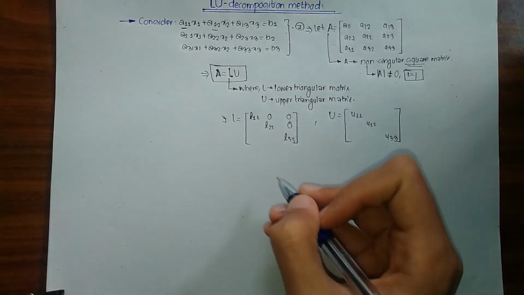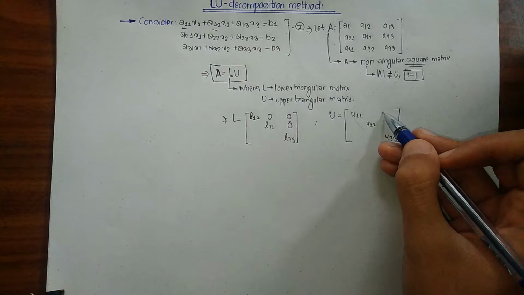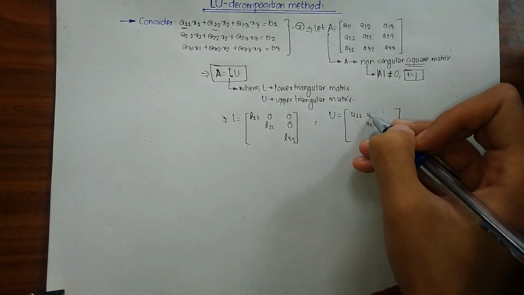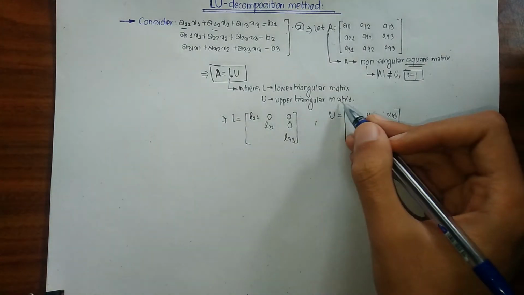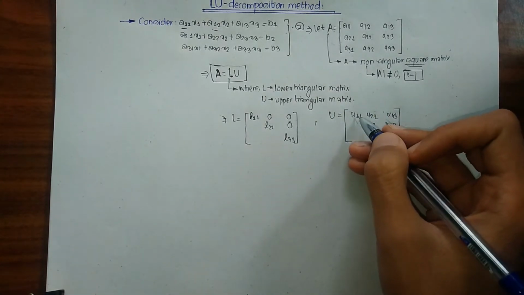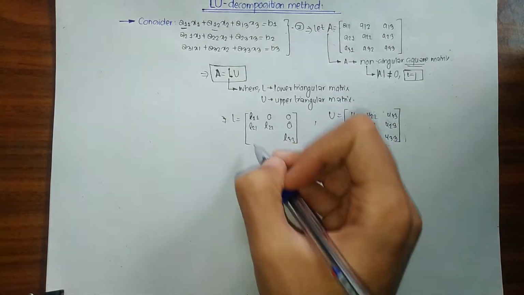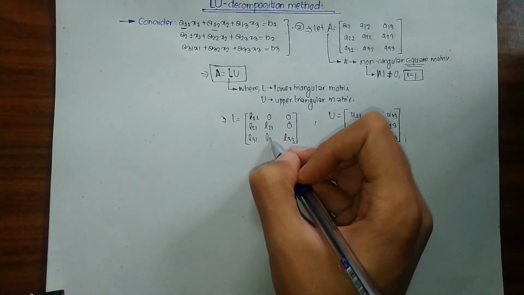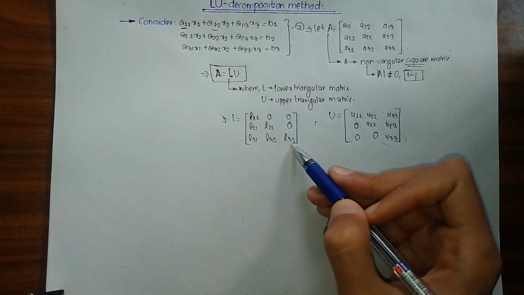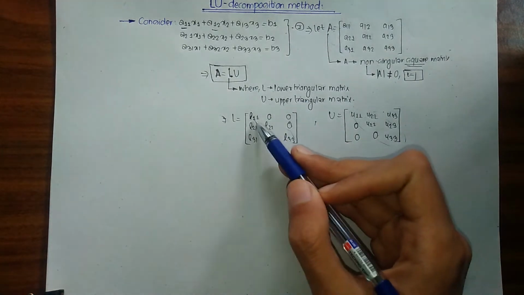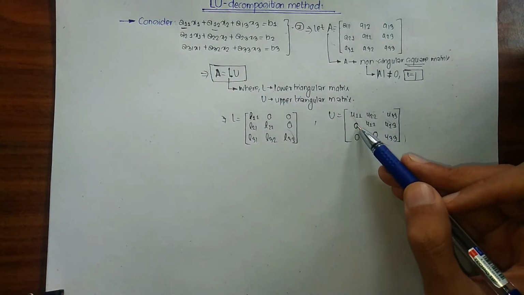Similarly for an upper triangular matrix, vice versa: in the main diagonal and above the main diagonal we are going to have our elements u11, u22, u33, u12, u13, u23, while below the main diagonal we are going to have 0, and in the lower matrix this will be filled by L21, L31, and L32. As you can see here, just the vice versa. In a lower triangular matrix, all the elements above the main diagonal will be 0, while in an upper triangular matrix, all the elements below the main diagonal will be 0.